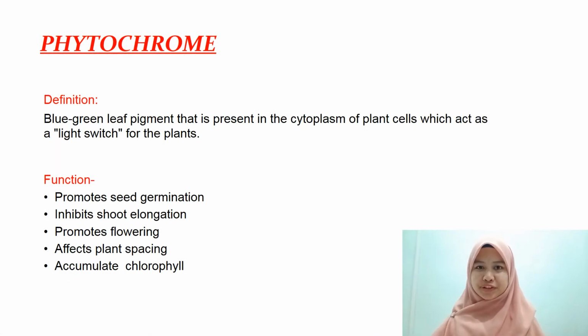What is phytochrome? By definition, phytochrome is a blue-green leaf pigment that can be found in the cytoplasm of plant cells. It acts as a light switch for the plants. Phytochrome has many functions, such as promoting seed germination. It inhibits shoot elongation, promotes flowering, affects plant spacing, and accumulates chlorophyll. We will be explaining to you in further detail each one of these functions in the next slides.